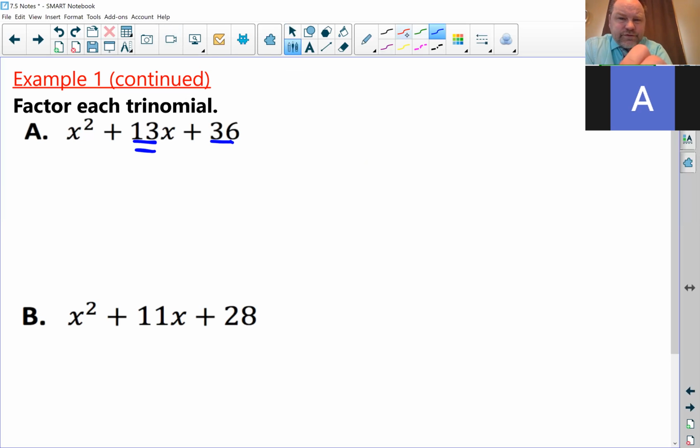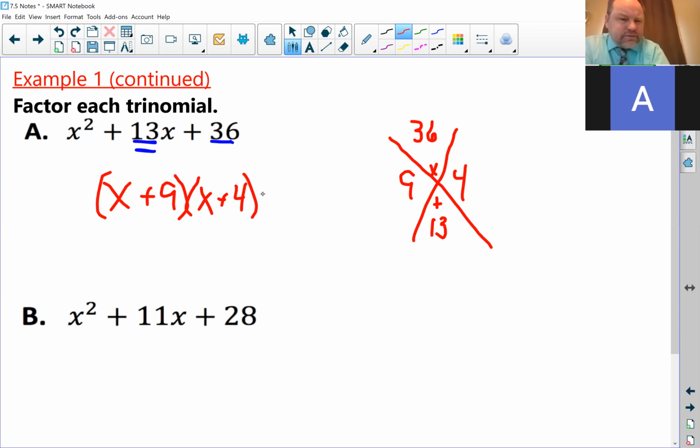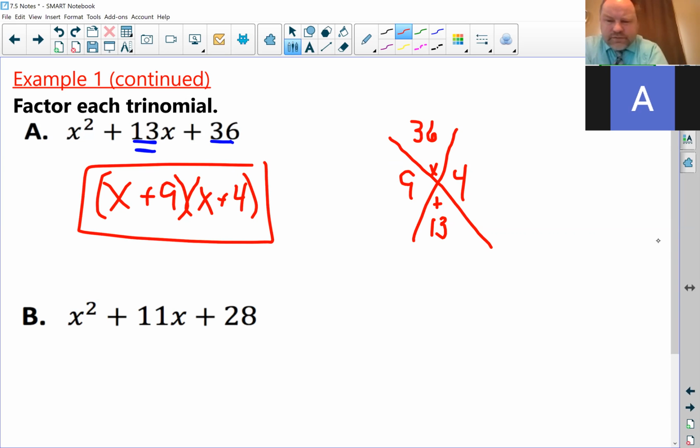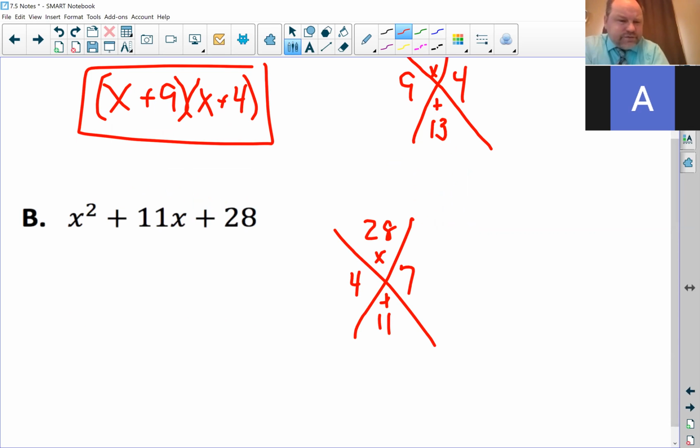All right, so for these, again, if you use the X method, they need to multiply to 36, add to positive 13, I get 9 and 4. And multiply to 28, add to 11, 4 and 7.